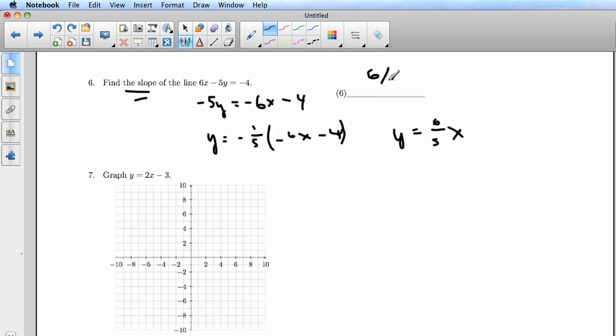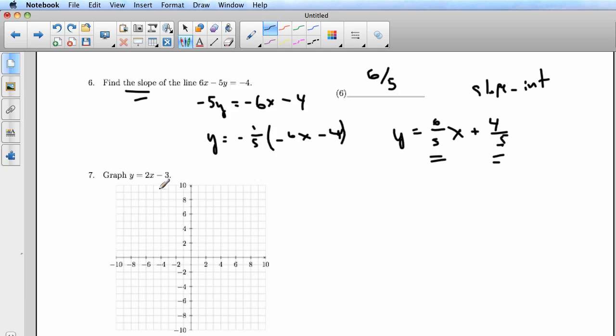Since it's not asking for more than that, I'm kind of wasting time doing more than that. But if I did want to finish, I would say negative 1/5 times negative 4 is positive 4/5. So this is the equivalent equation. This is also the equation of the same line, but written in slope-intercept form. And from that, I can read off that my slope is 6/5 and that my y-intercept is the point (0, 4/5). That comes from here.